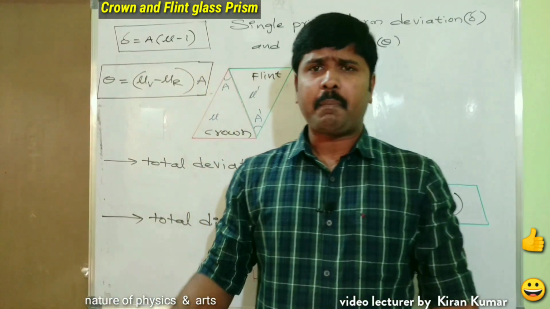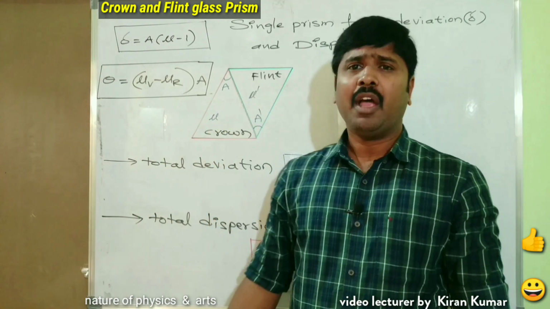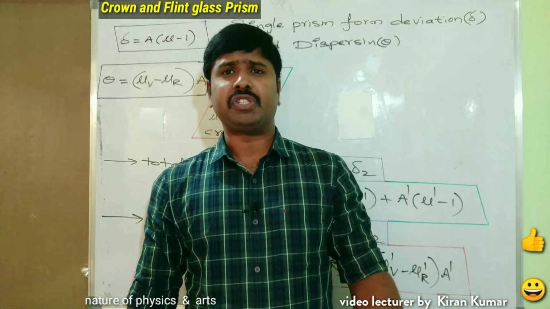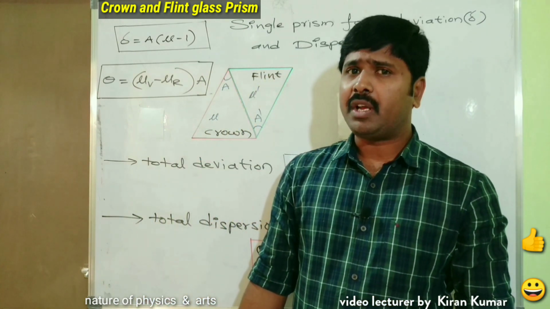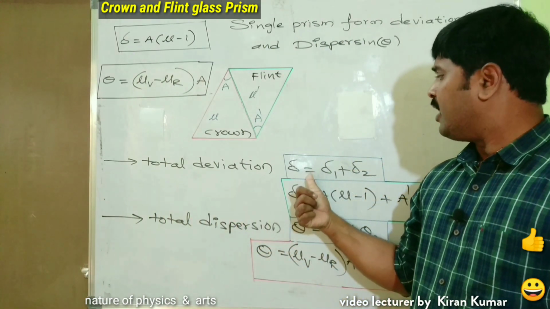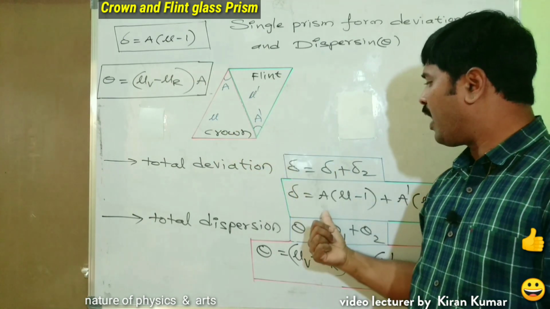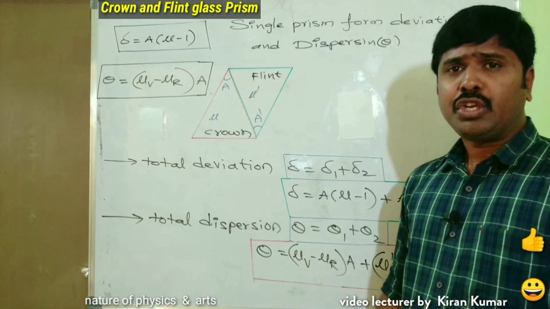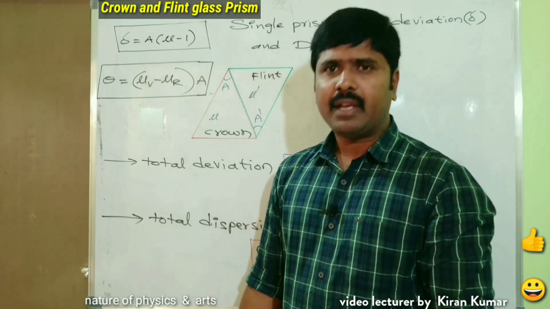Here, with proper adjustment of the crown glass and flint glass, we are getting deviation without dispersion, or dispersion without deviation. Now we got total deviation, that is del is equal to del 1 plus del 2 for the first one and second one, and total dispersion theta 1 plus theta 2. These equations are very useful to solve the applications.